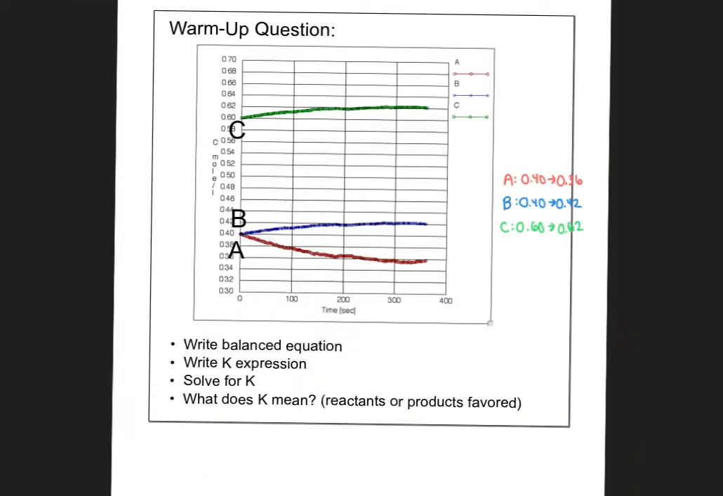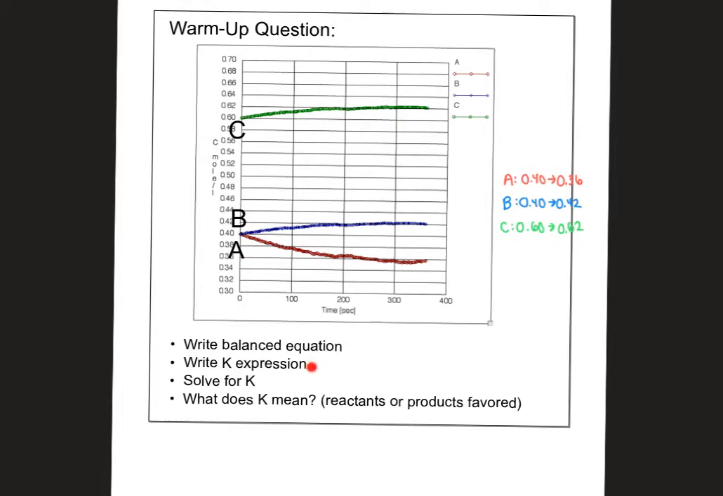Before we start, I want you to pause the video and try this warm-up question. You should be able to do this, but I want you to write a balanced equation. From the graph, I did put some numbers to help. A starts at molarity 0.4 and goes to 0.36. B goes from 0.4 to 0.42, and C starts at 0.6 and ends with a concentration of 0.62. You should use that to help you balance the equation.